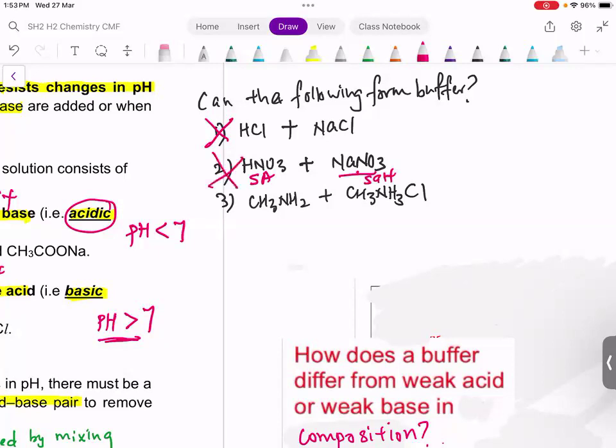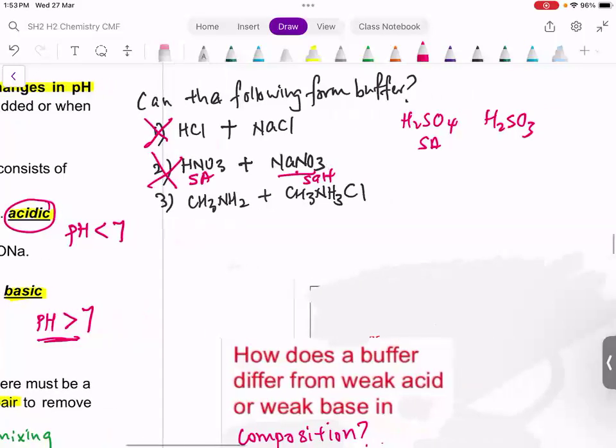Cannot. All right, so I hope you recognize that sulfuric acid is a strong acid, but sulfurous acid, this is called sulfurous acid, is a weak acid. Nitric acid is a strong acid, but nitrous acid is a weak acid. So you can see that the counterpart has one less oxygen, which makes it a weaker acid. Number 2 cannot form a buffer because it's a strong acid and a salt. You must have a weak acid or weak base.